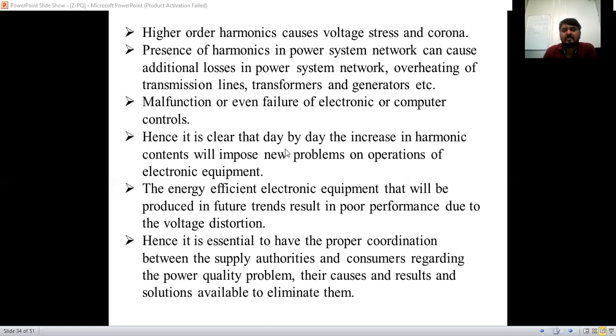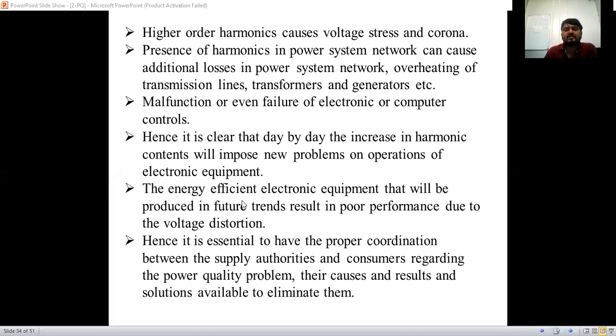Hence, it is clear that day by day, the increase in harmonic content will impose new problems on the operation of electronic equipment. Harmonics are going to create new problems and affect the electronic equipment. Nowadays everyone is using electronic equipment only. Now LED TVs have come, mobiles, laptops, computers. So these are all electronic parts, and we are going to use them here.